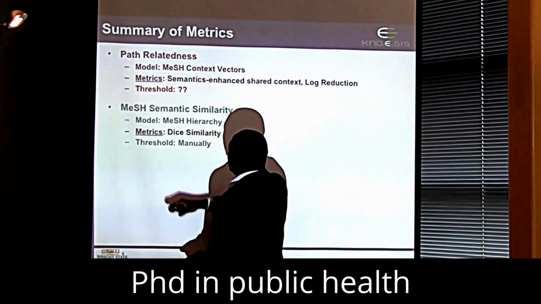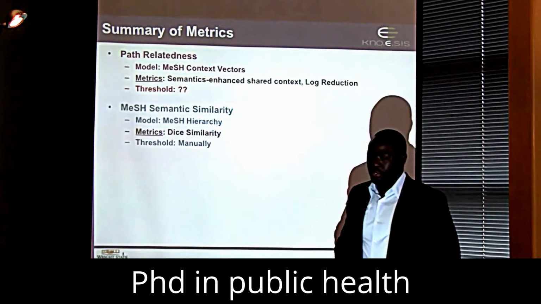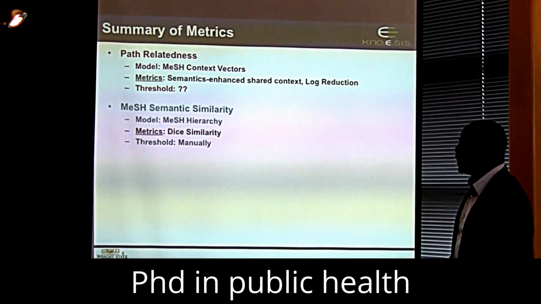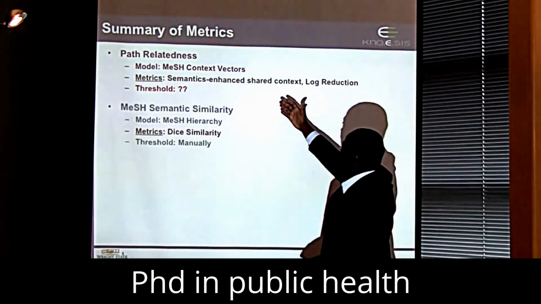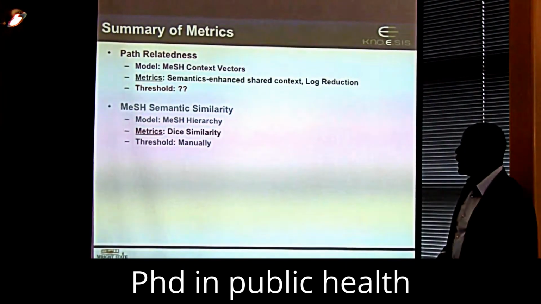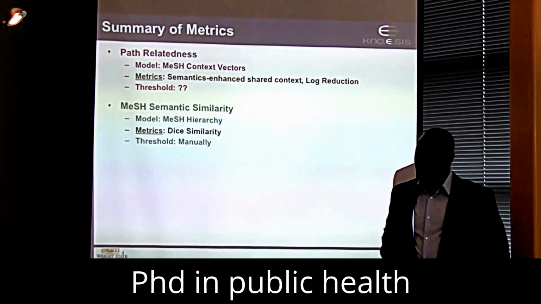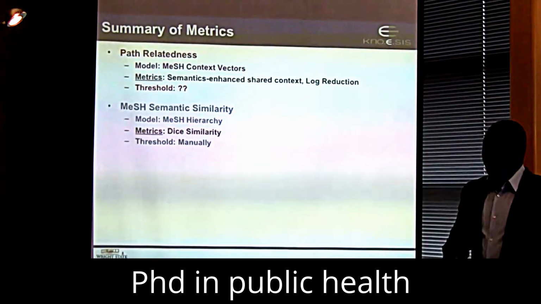We have represented our problem. We know that the path is represented as a vector, or a set really, of MeSH descriptors. We've used this business of semantic enhanced shared context that uses the MeSH hierarchy, structured background knowledge. We've applied a log reduction. And we said, well, we will manually set the MeSH semantic similarity, and hopefully I'll get a pass for that.